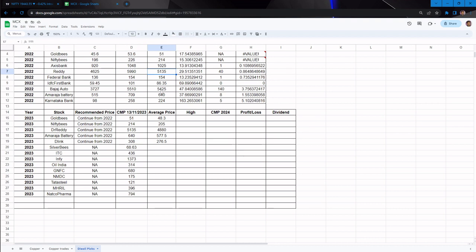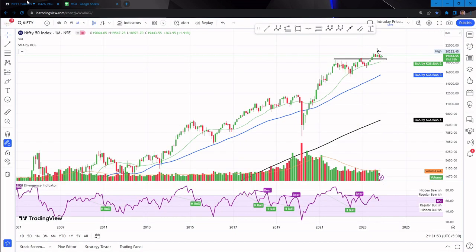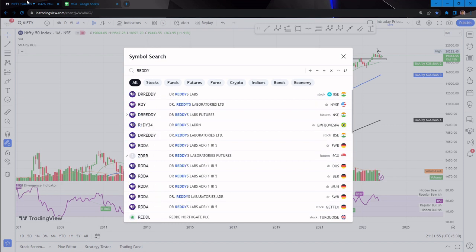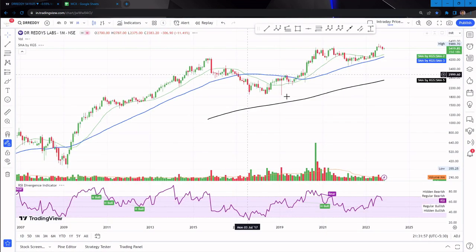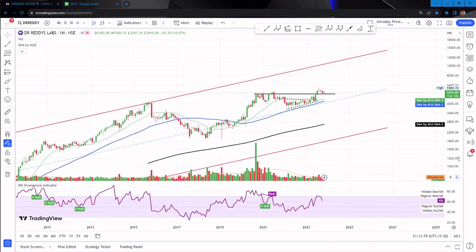And now what is expected? What is the plan, or how are we going to trade with this stock? So that is what we are going to see now. So Reddy is here.